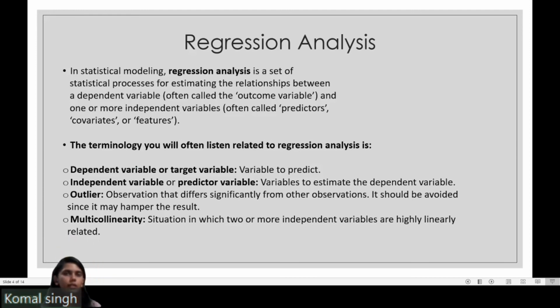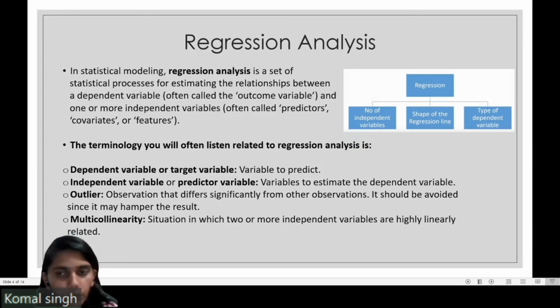So basically, here we have to find the relation between the dependent variable and the independent variable. The terminology you will often hear about regression analysis is dependent variable, or target variable, which is the variable to predict.